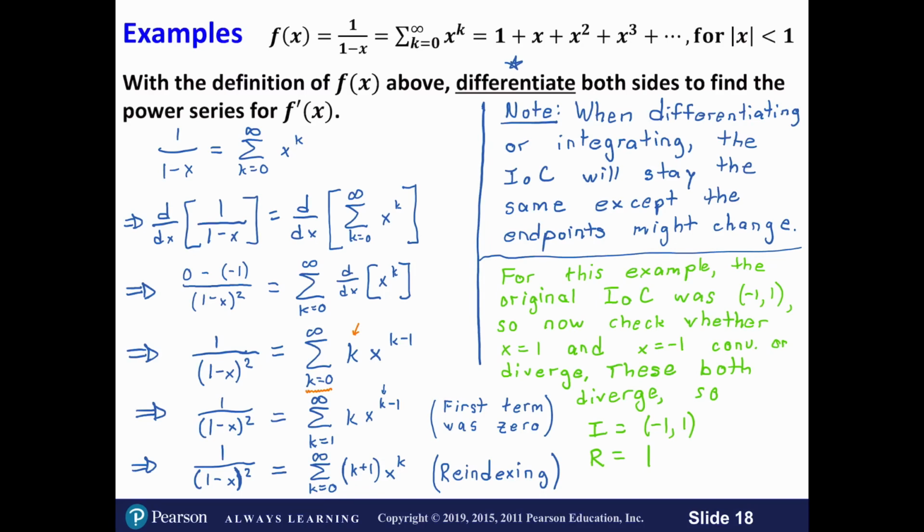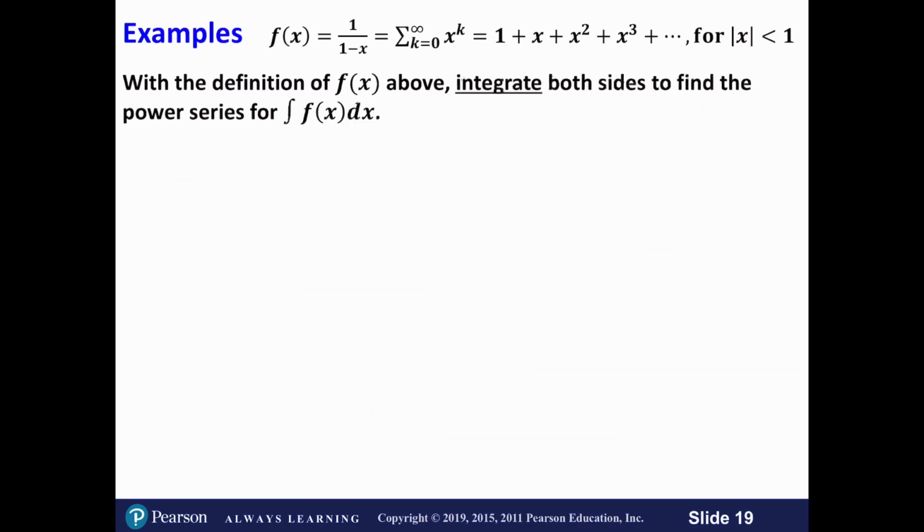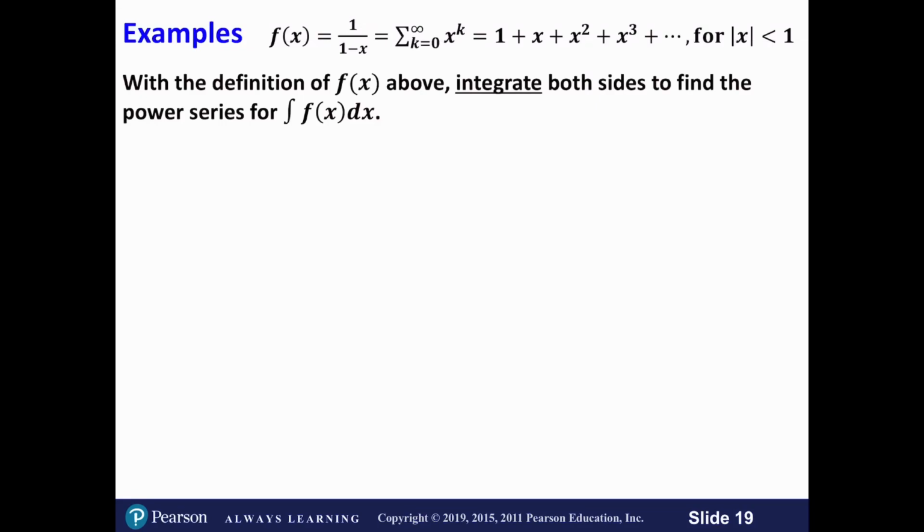All right, let's do a similar example where we can integrate both sides of this power series. All right, so if we start with 1 over 1 minus x equals this infinite sum, we can integrate both sides.